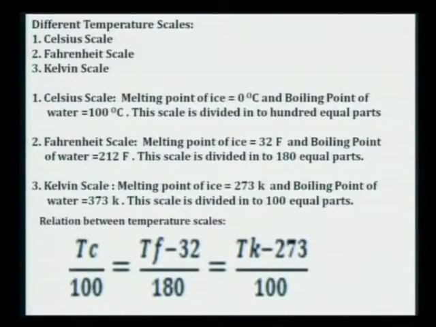In this way, you can convert Celsius into Fahrenheit, Fahrenheit into Kelvin, Celsius into Kelvin, Kelvin into Celsius and Fahrenheit. Any temperature can be converted into its equivalent form. And all the three temperature scales are decided by taking the melting point of ice and the boiling point of water.